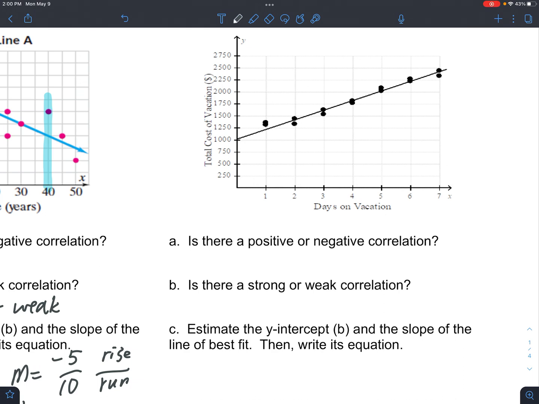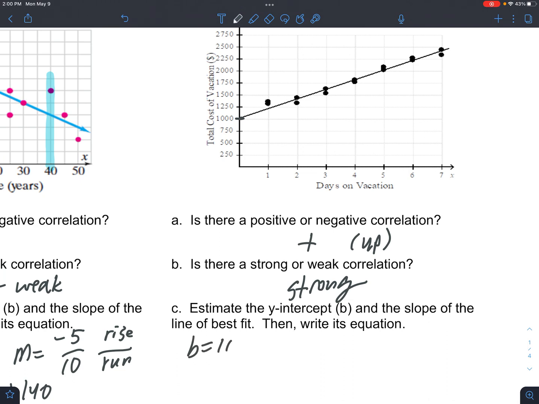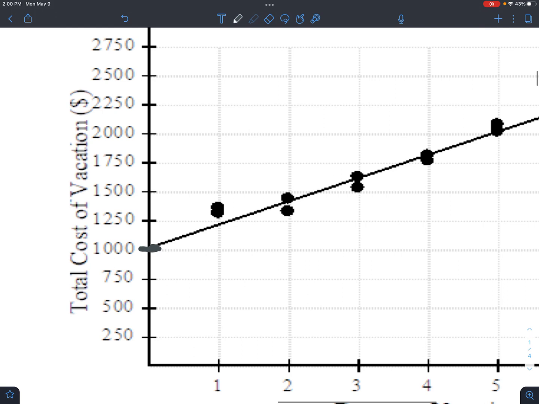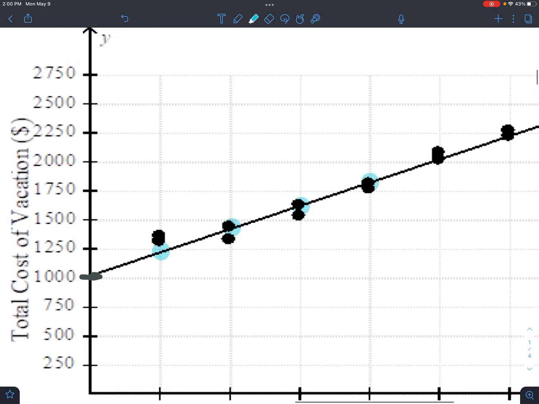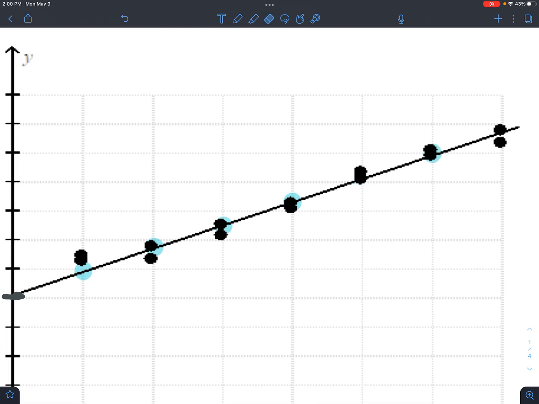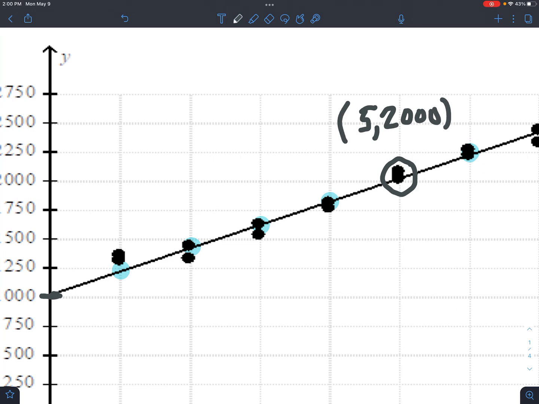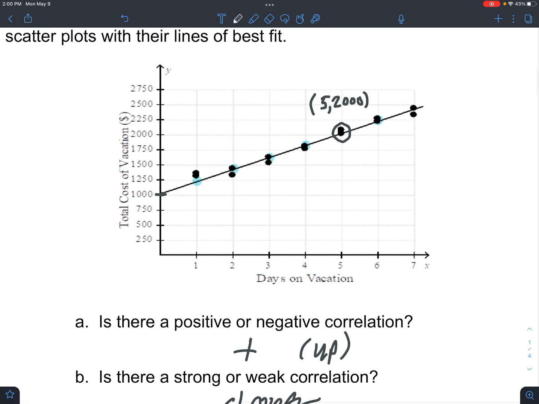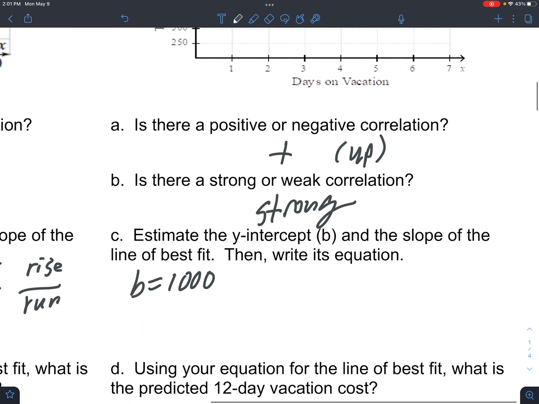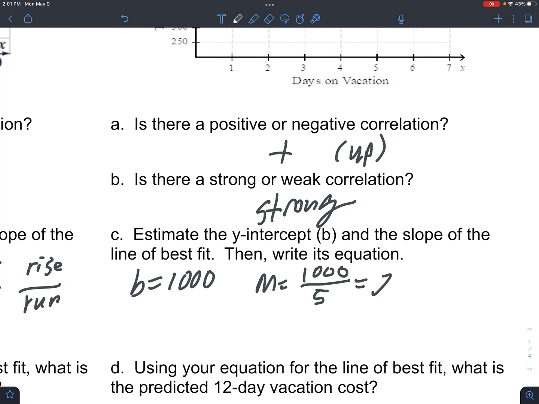So same idea. This is a positive correlation. It goes up. It is a strong correlation. Look how close those dots are to that line. The y-intercept looks like it's around 1,000. For the slope, we want to slowly scan all of these intersections, and honestly the one that's closest to this grid here is this one right here. So that is at 5, 2000. So what's the slope? To get from B to that, you go up 1,000 and over 5. So I got around 200 for my slope. If I want to make that into a line, I just use mx plus b.